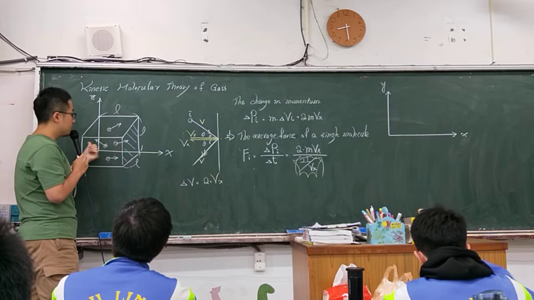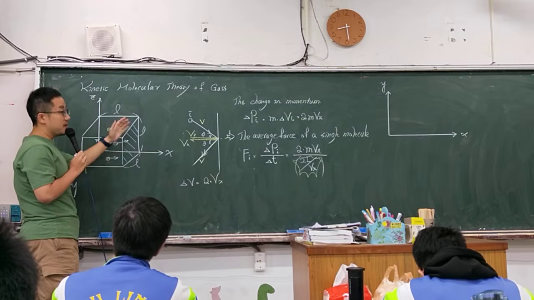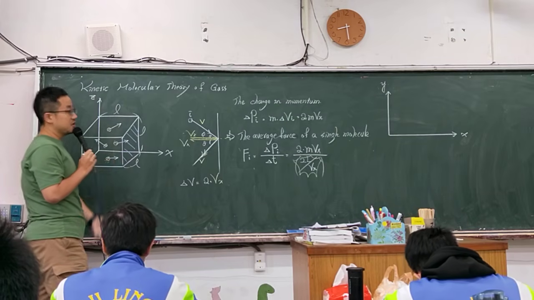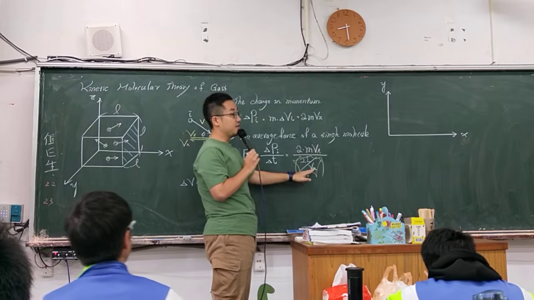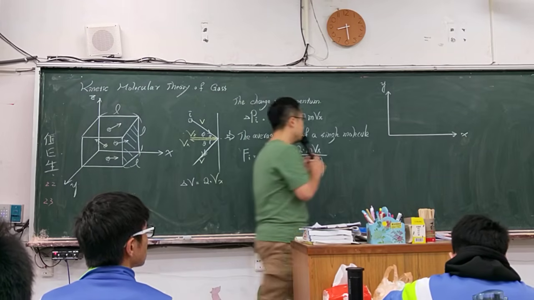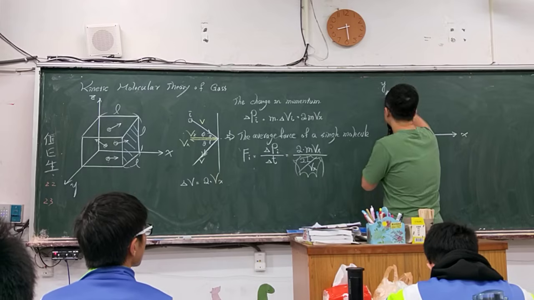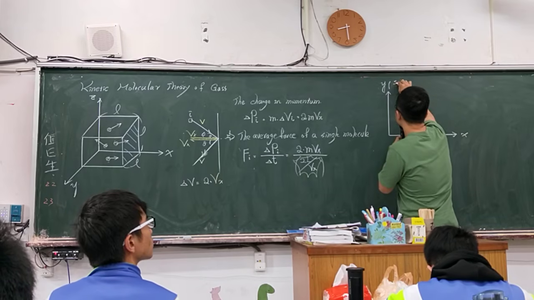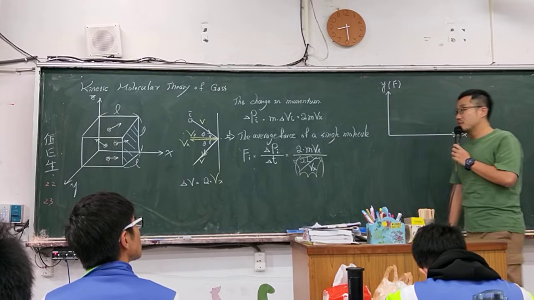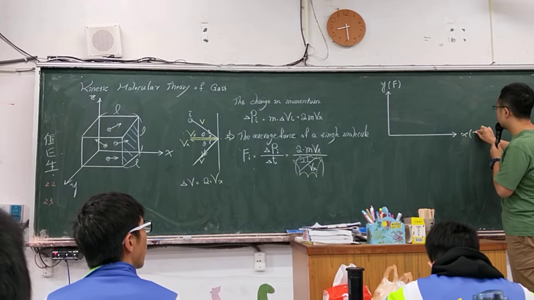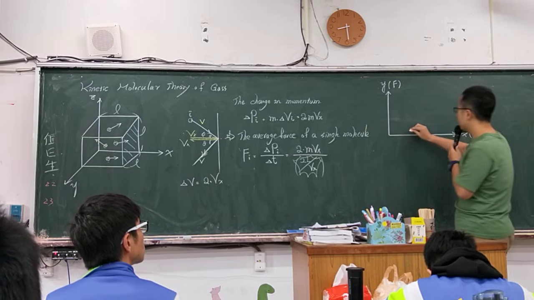So next time when it travels back to the original right-hand side wall, it takes a time of 2L divided by Vx. Okay, so if the y-axis is the force provided by the molecule, and the x-axis is time t, we have this function.